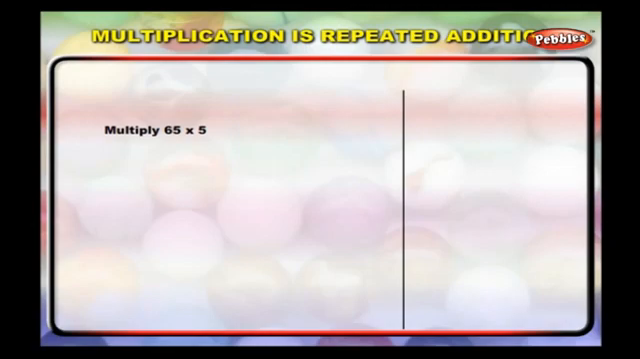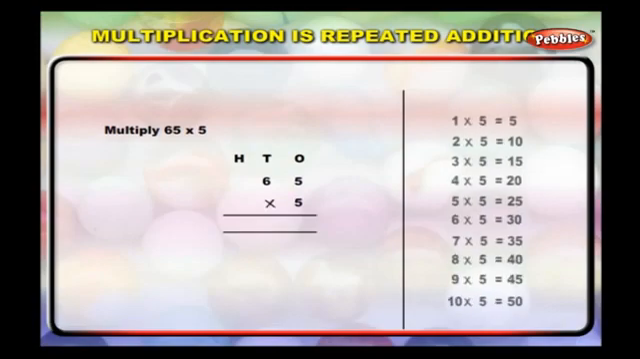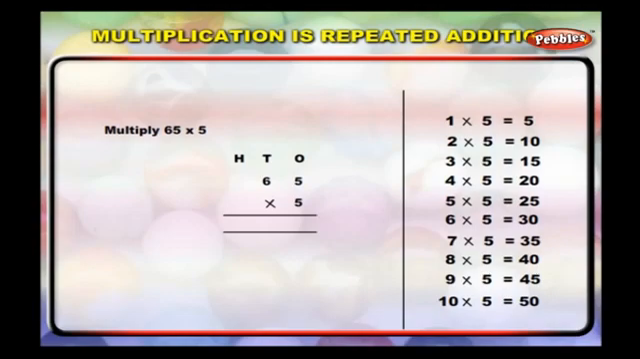Multiply 65 into 5. Arrange them in place value column as shown here. For this, we use multiplication tables of 5. Now, multiply 5 into 5 in the ones place. The product will be 25. Write 5 below the ones column and carry over 2 to the tens column.